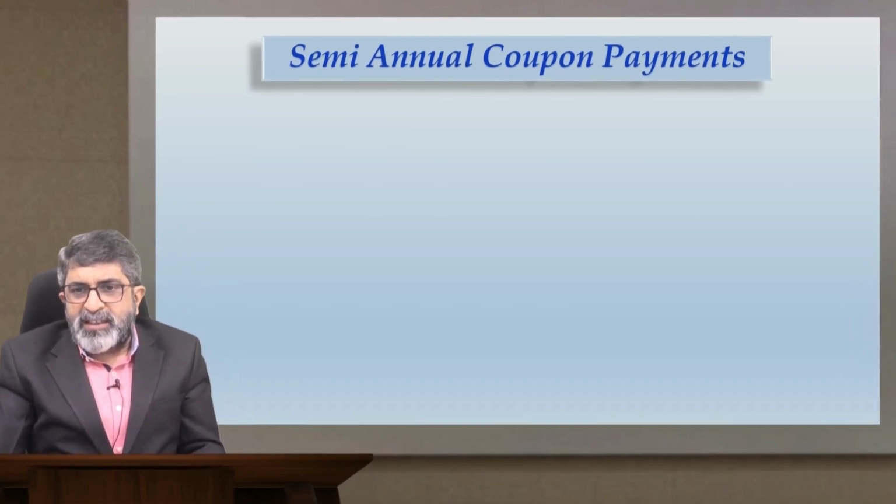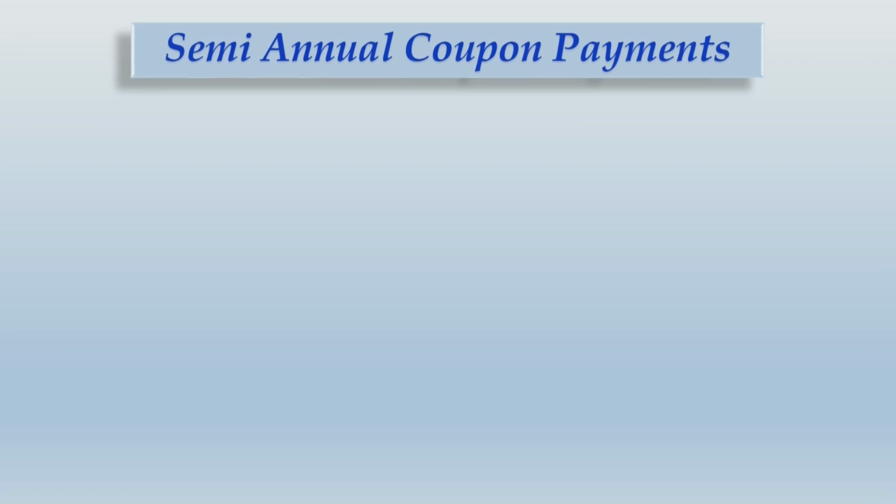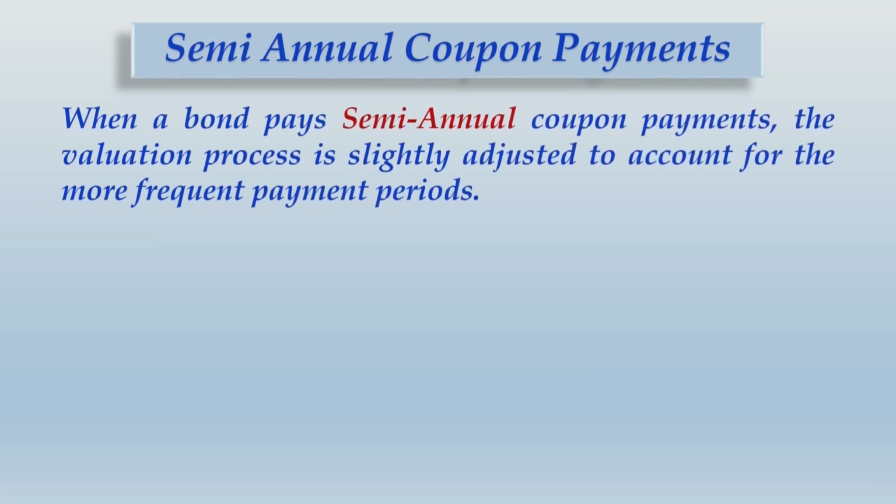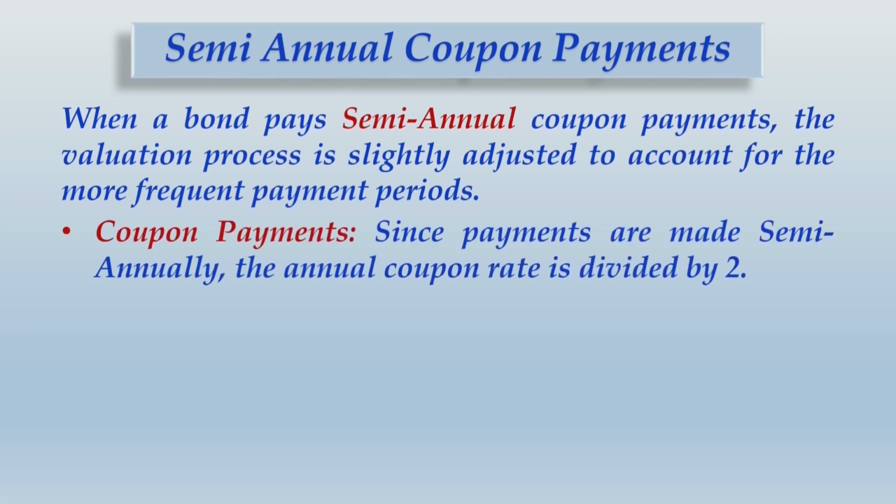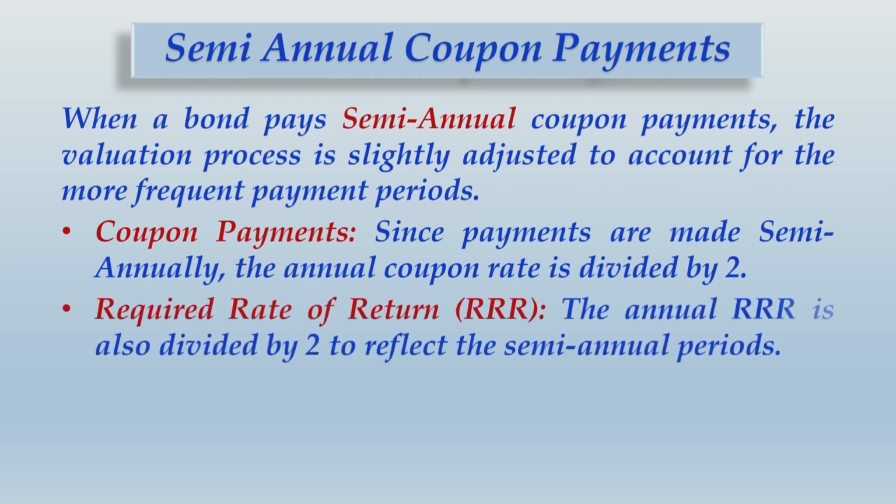So time for you to write these important notes first. Under the heading semi-annual coupon payments, please write: when a bond pays semi-annual coupon payments, the valuation process is slightly adjusted to account for more frequent payment periods. Coupon payments: since payments are made semi-annually, the annual coupon rate is divided by 2. Required rate of return, that is RRR: the annual RRR is also divided by 2 to reflect the semi-annual periods.